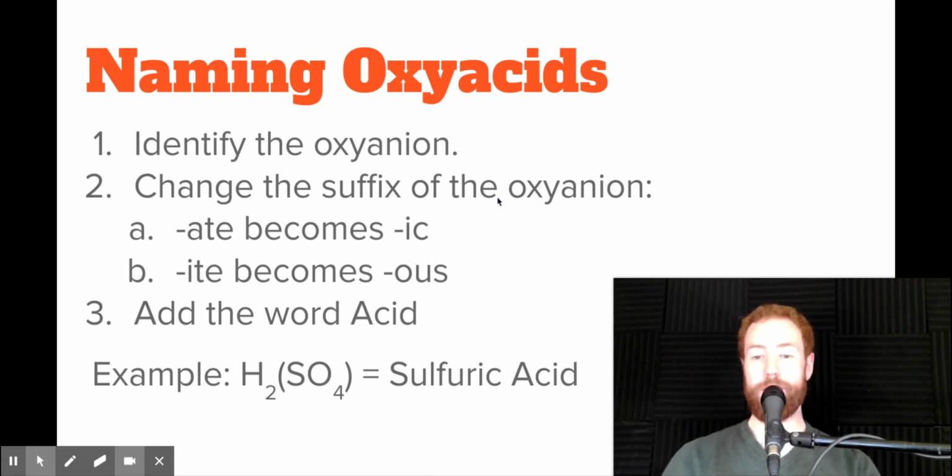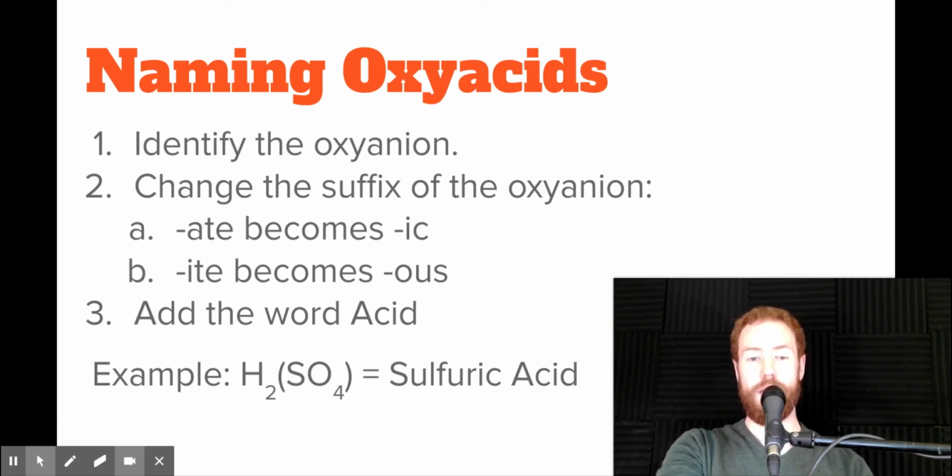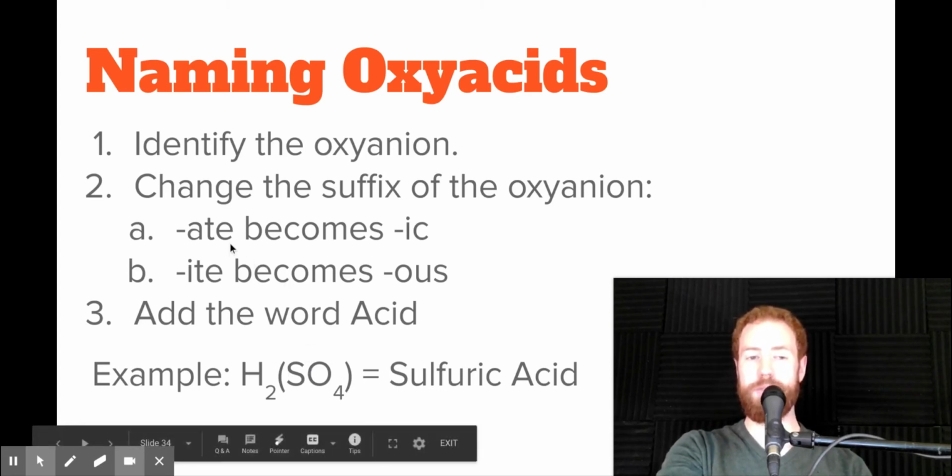So for example, if you have hydrogen and sulfate, that is sulfuric acid, because you're going to take the root of sulfate, which is sulfur, and you're going to change the ending. And since sulfate ends in "ate," you change it to "ic," and it becomes sulfuric acid. You might also be asking, why 2 hydrogens? Why not just 1? Well, that's because, again, remember, these are kind of like special ionic compounds, and sulfate has a -2 charge. So that's going to take 2 hydrogens with a +1 charge to make a neutral compound there.